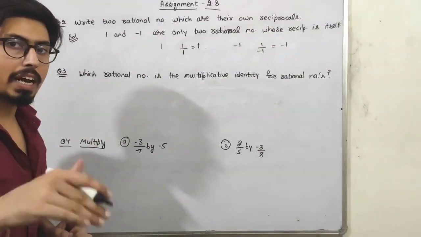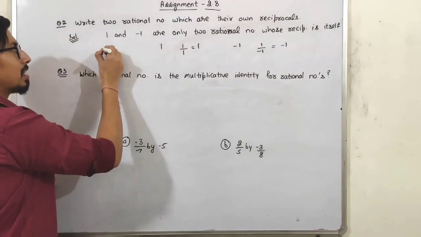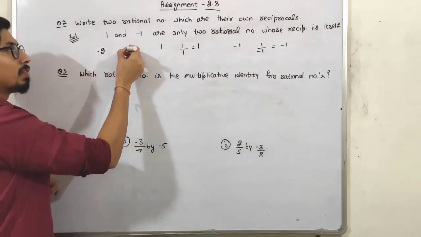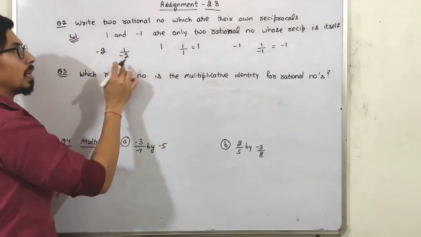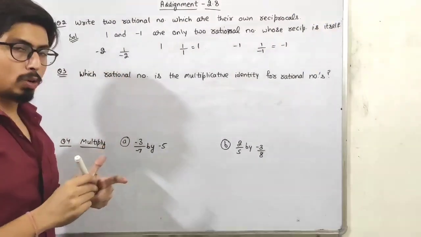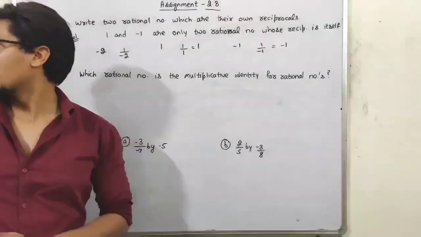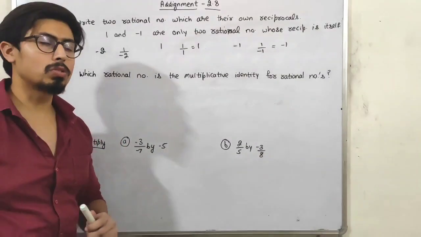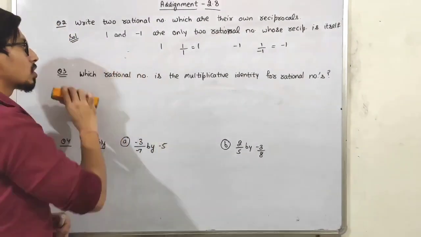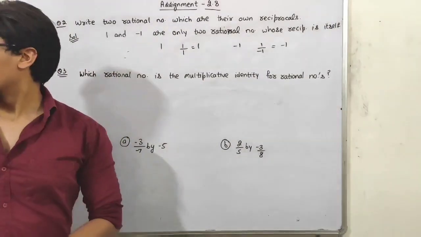Okay, see students, if we take another example, for example minus 2, if you take the reciprocal of it, it will be 1 upon minus 2, and they are not equal. So the only two numbers whose reciprocals are the same as itself are 1 and minus 1. Okay students, now the next question number 3.